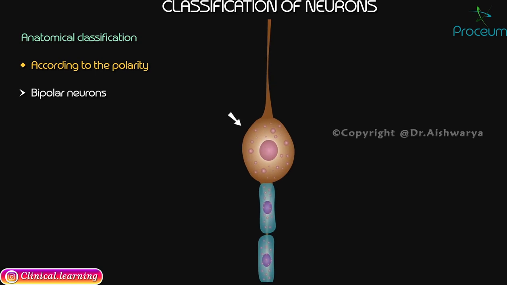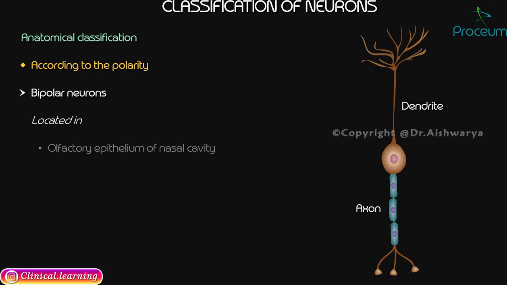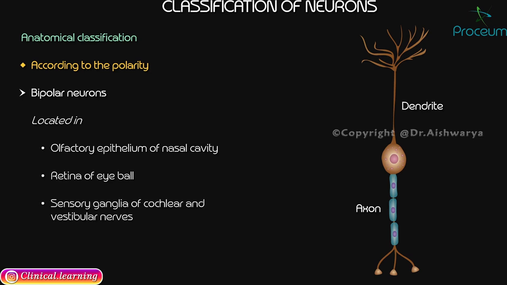The second one is the bipolar neurons. They have a spindle-shaped cell body, and from each end of the cell body arises a neurite, that is, an axon from one end and a dendrite from the other end. These neurons are mainly found in the olfactory epithelium of the nasal cavity, the retina of the eyeball, and also the sensory ganglia of the cochlear as well as vestibular nerves, the spiral ganglia of the vestibulocochlear nerve.